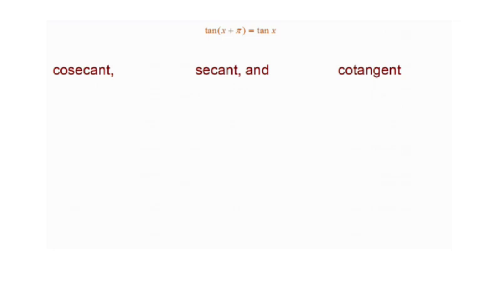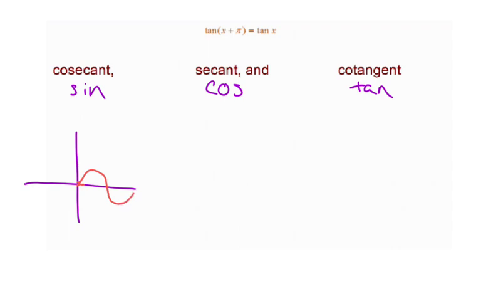The last three trig functions that we look at are cosecant, secant, and cotangent. And they are the reciprocal functions. So remember, cosecant is the reciprocal of sine, secant is the reciprocal of cosine, and cotangent is the reciprocal of tangent. In order to graph these, you've got to know the original function. So remember that sine started at 0 and it went through this cycle, one period. And that was at pi. This is at 2 pi.